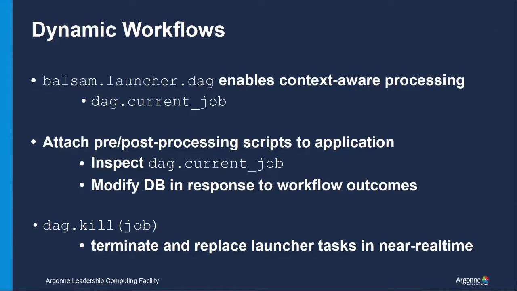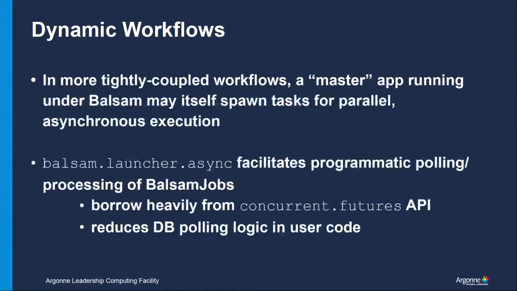And one of the features that I think is kind of unique with Balsam is the ability to kill jobs at runtime. So you can query jobs and then pass them into this kill function, and this will mark them for termination, and the launcher is continually checking for these things. So this signal will actually propagate to running launcher jobs, and they will be replaced in near real time with the next tasks in your workflow.